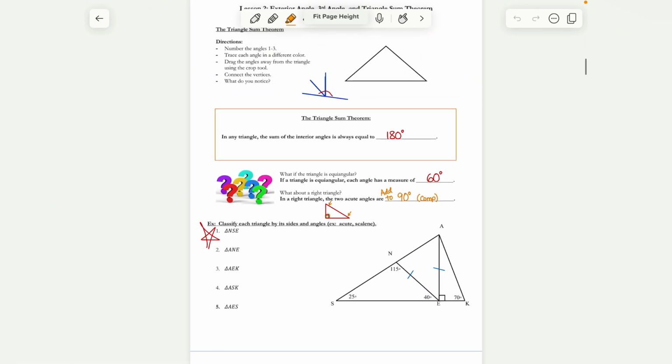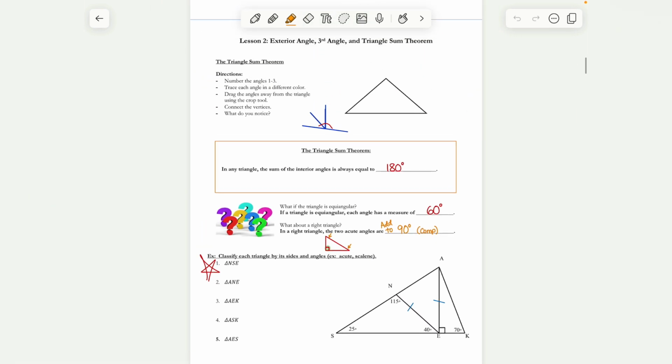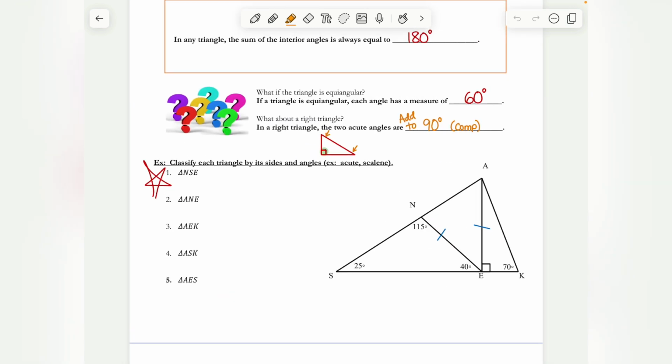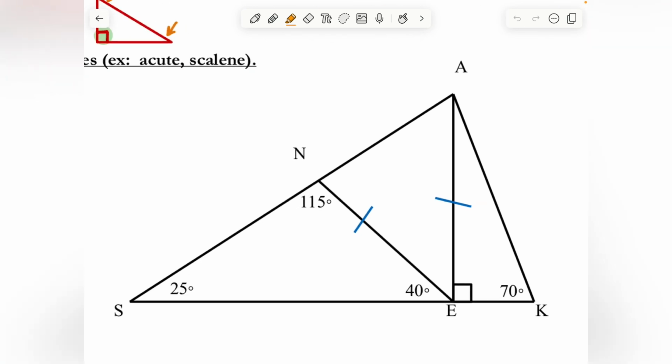Class, so we started the discussion for lesson 2 talking about the triangle sum theorem, which is that all the angles of the triangle add to 180. Since we've already talked about that, we're going to jump right into this example, which says classify each triangle by its sides and angles. Before we start, I think it's going to be important for us to find all these missing angles. So I'm going to highlight them. I think we will want to find all of these angles because it will help us solve the problem.